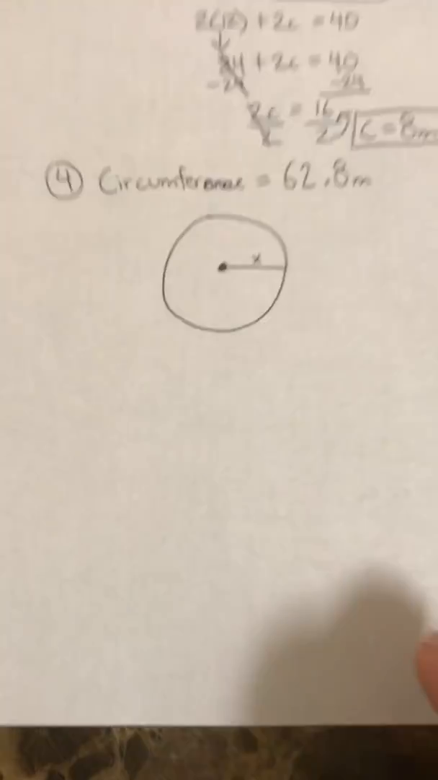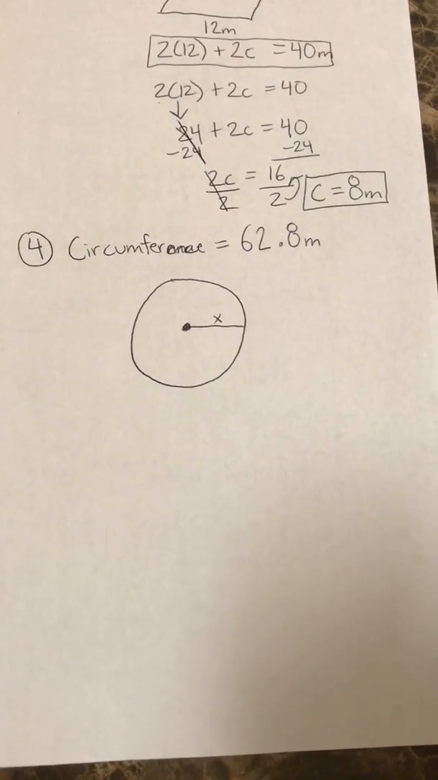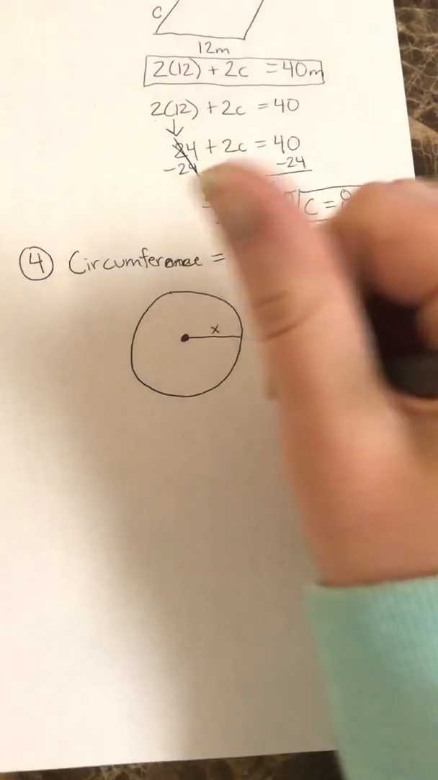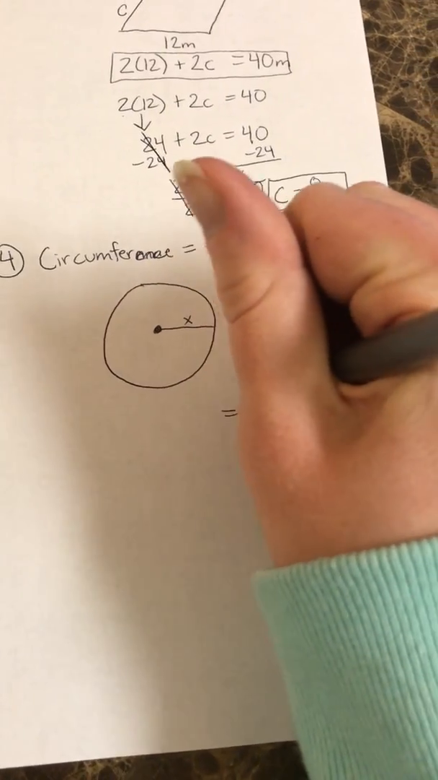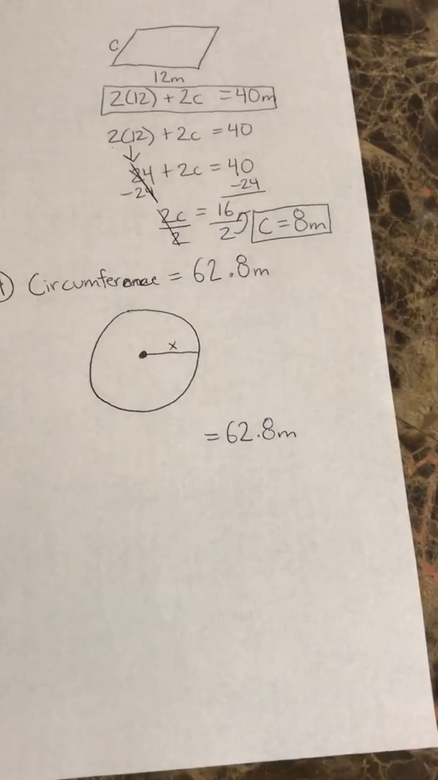Number 4. This one gives us the circumference, okay? It's telling us the circumference of this circle is 62.8 meters. We're going to go ahead and write that down, 62.8 meters. Now we have to figure out what our equation is going to be.